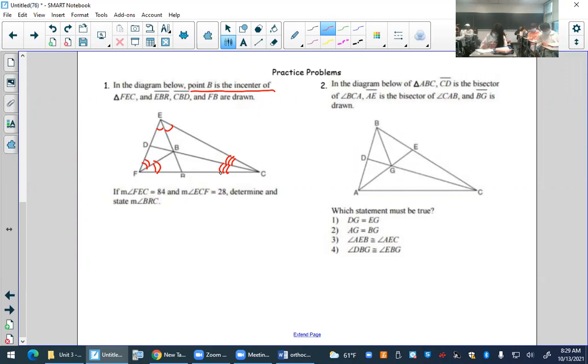So now, if FEC is 84, what do we know? Good. So this would be 42 and 42. Half of 84 is 42. Angle ECF is 28. Angle ECF. So what do we know from there, Sophia? Each one is equal.